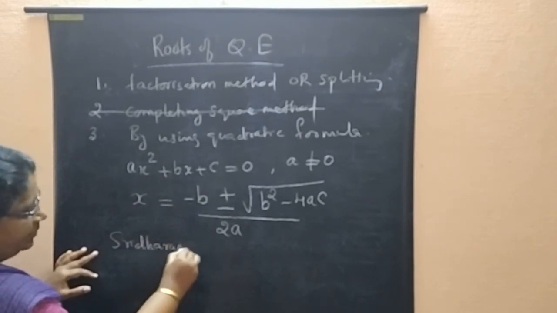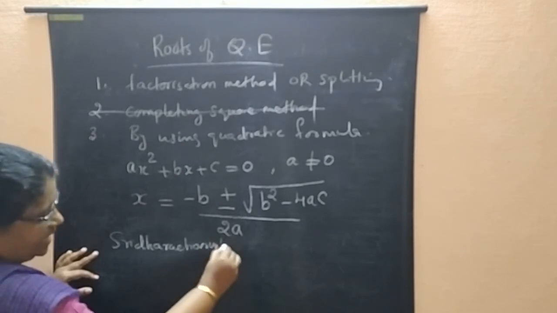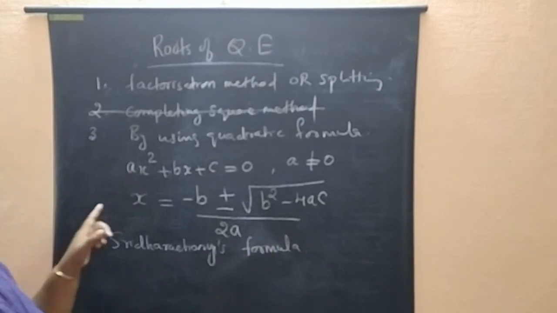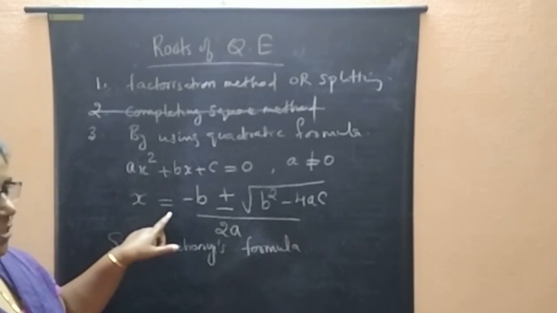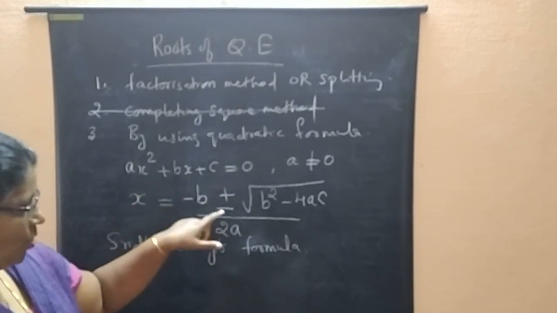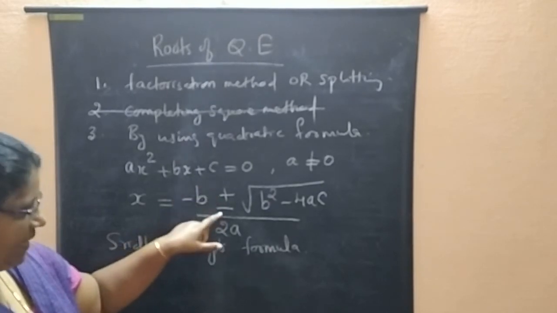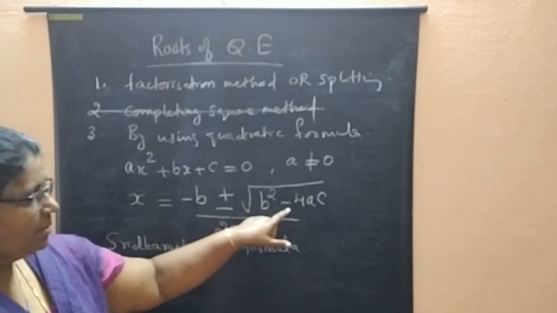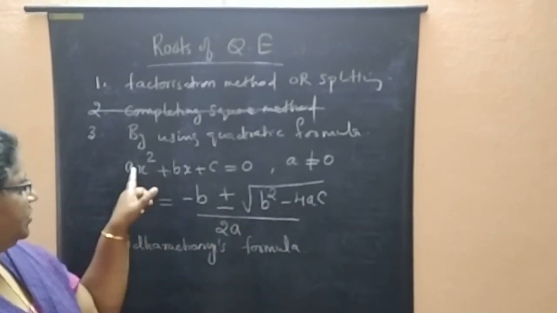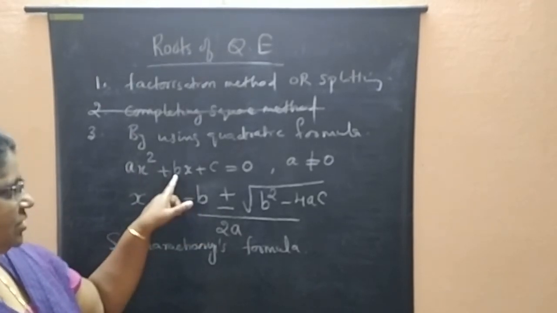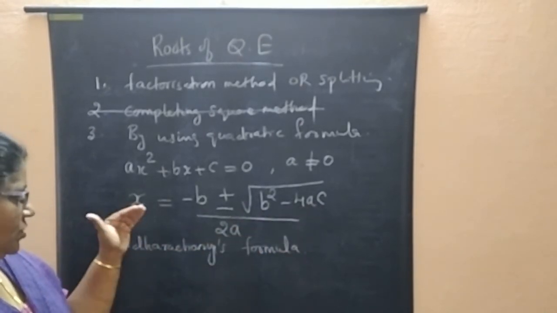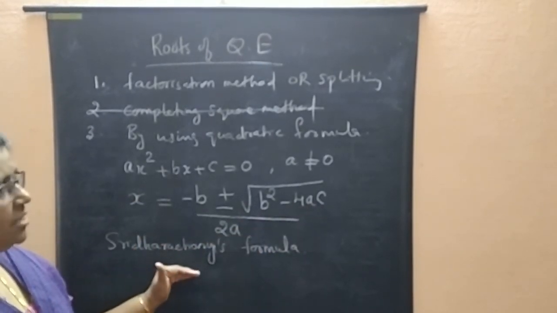Sridharacharya formula. Sridharacharya's formula. So what is the quadratic formula? x is equal to minus b, by heart, minus b plus or minus root of b square minus 4ac divided by 2a, where a is the coefficient of x square, b is the coefficient of x, and c is the constant term. It is also called Sridharacharya's formula.